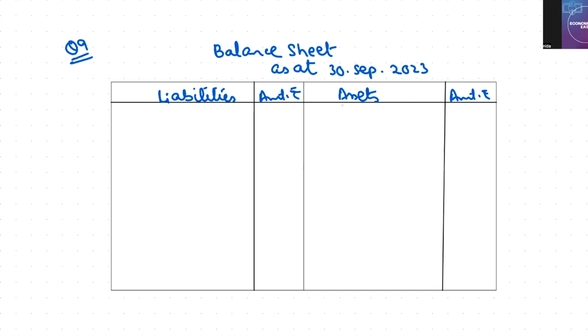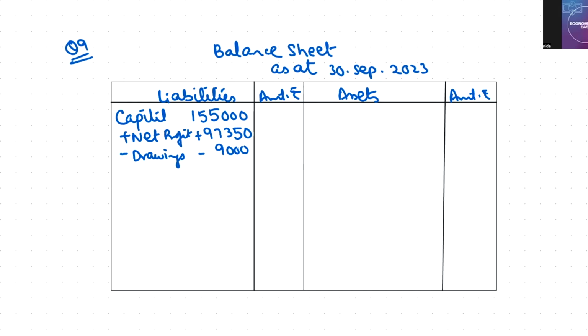First of all, we are going to start here with the capital. Capital is given in your question, 1,55,000. Then you're going to add net profit. Net profit that came was 97,350. And drawings were also given in the question, so we subtract drawings, that is 9,000. In the outer column you write 2,43,350. This is 1,55,000 plus net profit and then less drawings. Then creditors are given.